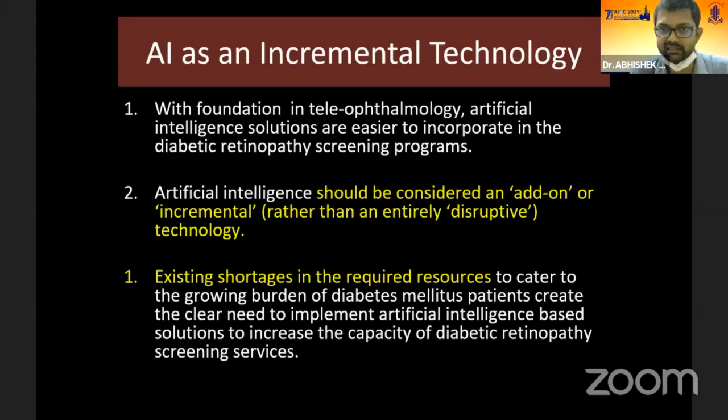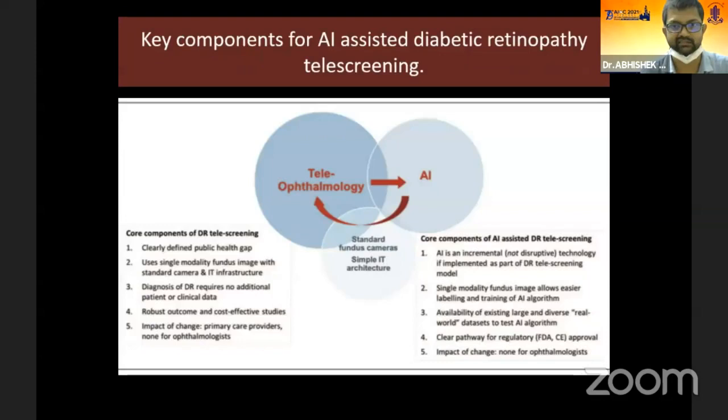With the foundation in teleophthalmology already established, artificial intelligence solutions are easier to incorporate in diabetic retinopathy screening programs. And it should be considered as an incremental technology to teleophthalmology. And existing shortages and the required resources to cater to the growing burden of diabetes mellitus patients create a clear need to implement artificial intelligence-based solutions to increase the capacity of DR screening.